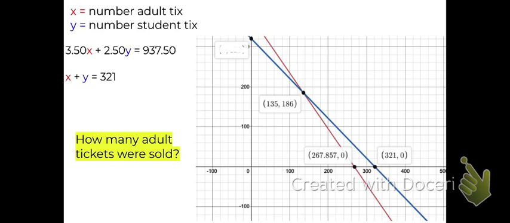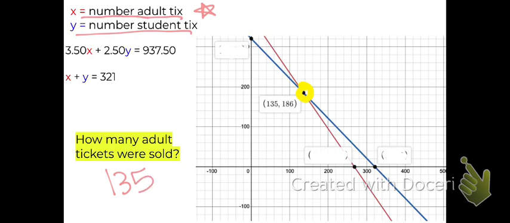Remember, we don't care about our x-intercepts, y-intercepts. We care about the point where they intersect. So for this one, is our answer 135 or 186? Well, they're asking for the number of adult tickets. It's so important that you write down what X is and Y is. It's asking for our X coordinate, so it would be 135.